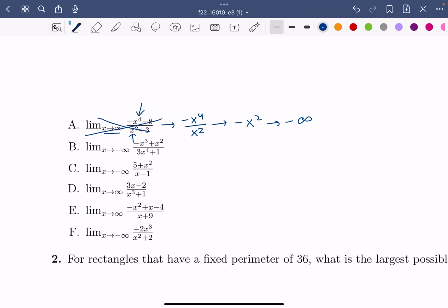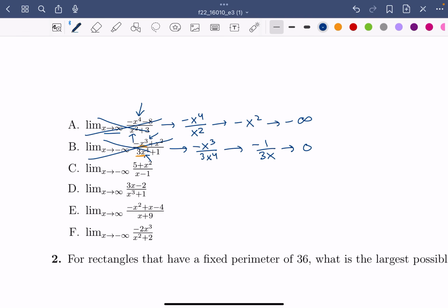Moving on to B, the highest power is x cubed. The highest power in the denominator is x to the fourth. So again, over time, our function will start looking like negative x cubed over 3x to the fourth, which then even further on in time will look like negative 1 over 3x, which means that this goes to 0. If the highest power in the numerator is lower than the highest power of the denominator, so in this case 3 is smaller than 4, the limit will approach 0. So this is also not the answer.